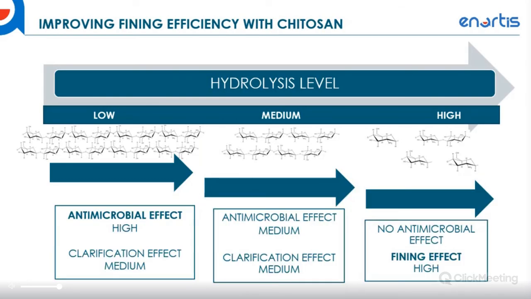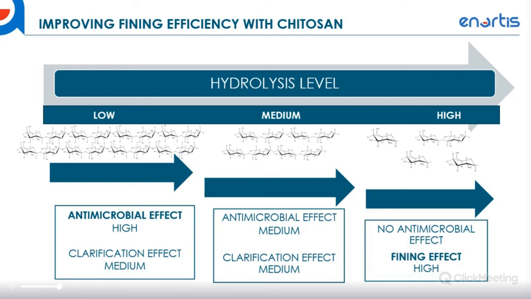So looking at improving fining efficiency with chitosan. Chitosan is a similar concept to gelatin. Not all chitosans are made the same. In general, our pre-activated chitosan can be processed in such a way to change its activity.